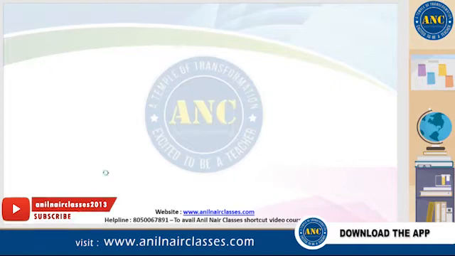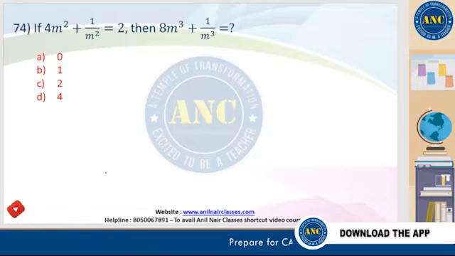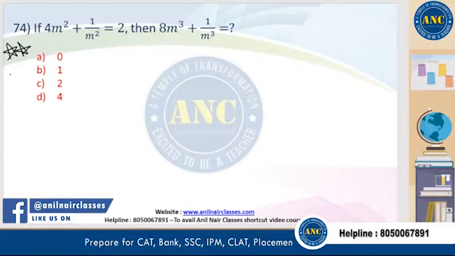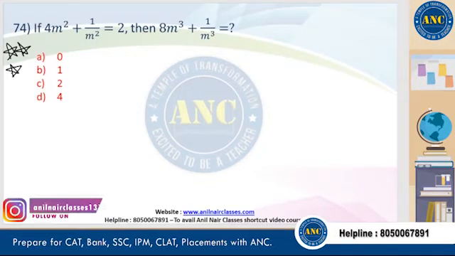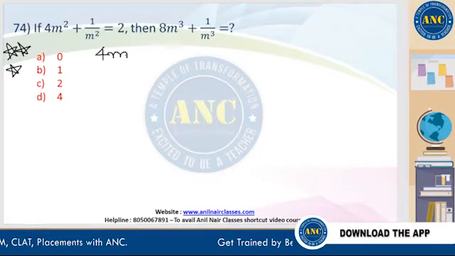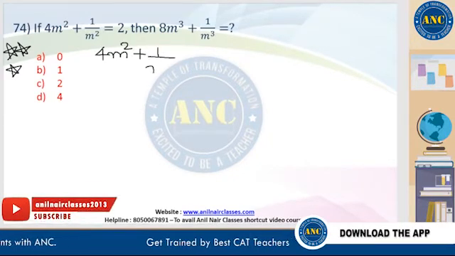See the next question. Very beautiful question. Very important question. Question number 74. Very beautiful question, sir. Now see here. Let us solve this question. The question says, if 4m square plus 1 by m square is equal to 2.